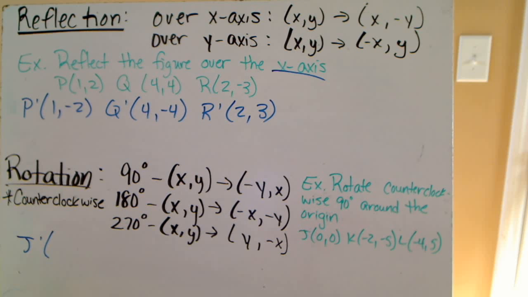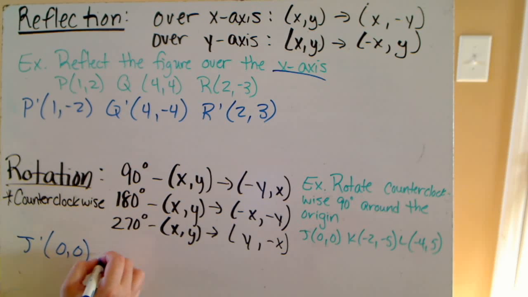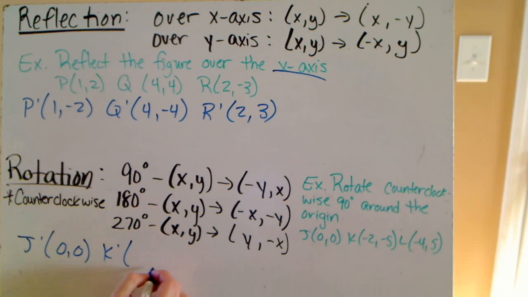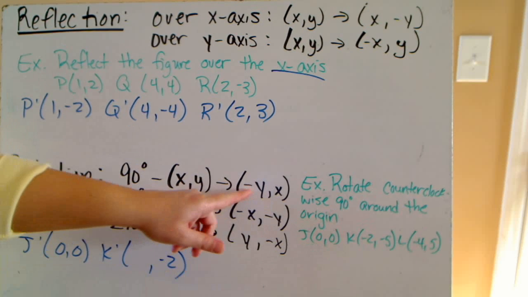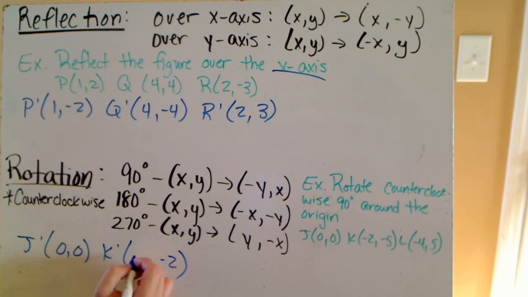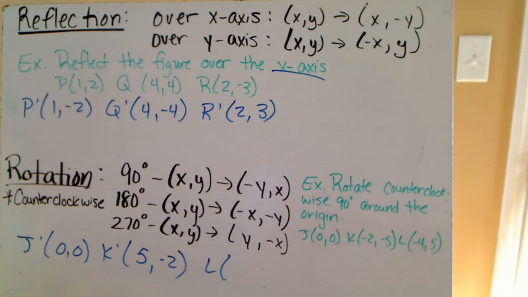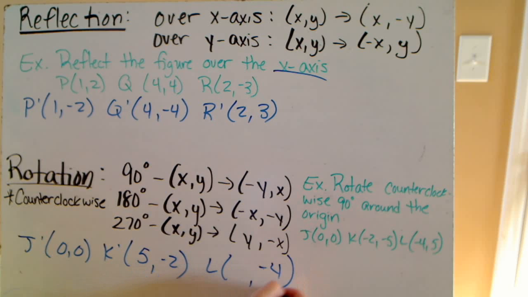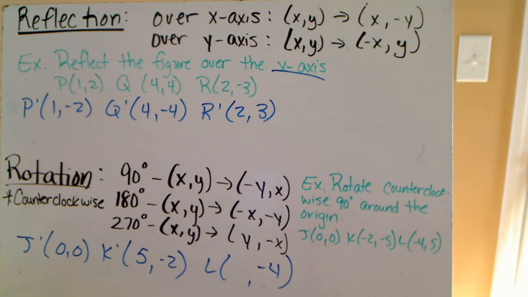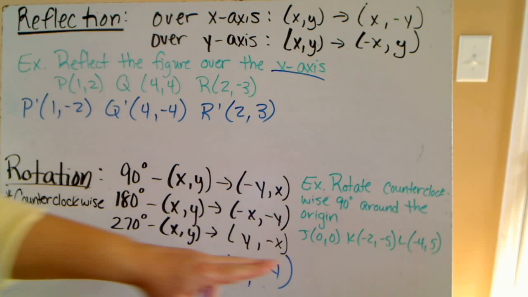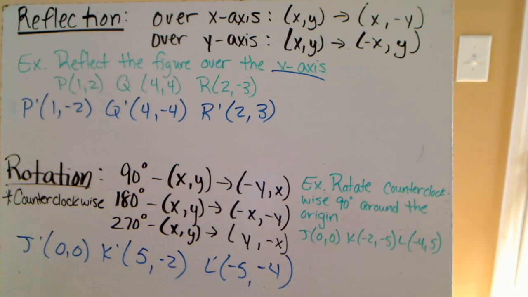So J is 0, 0, and that one actually doesn't change. K prime, -2 is our x, so we're going to change that and put it in our y spot. And then our y, we're going to take the opposite of that. So -5 becomes +5. And then L, our -4 is our x. And then 5, we take the opposite of that, and that becomes -5. So if we were to graph the old and the new, then it should show that it was rotated counterclockwise around the origin.